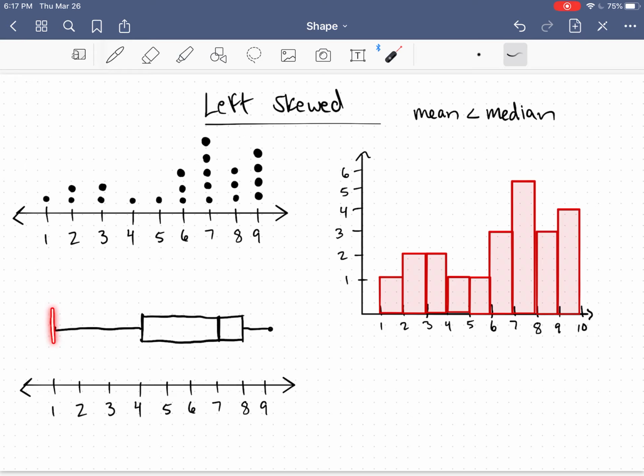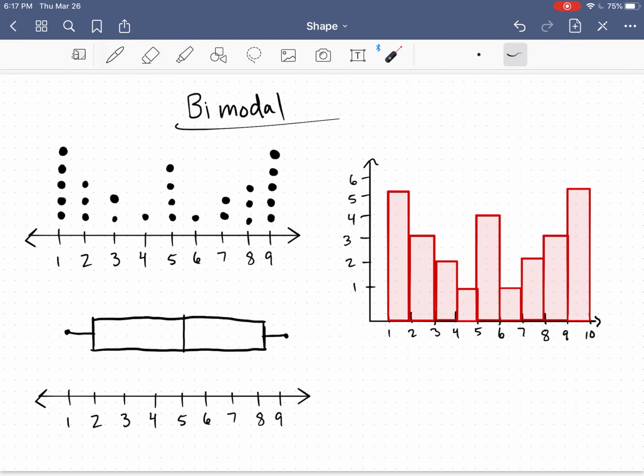We see that we have 25% of the data between 1 and 4, and 75% of the data between 4 and 9. And again, in our histogram, we see that most of the data is located on the right, and it's being dragged to the left. Oh, I'm sorry, I said that backwards.